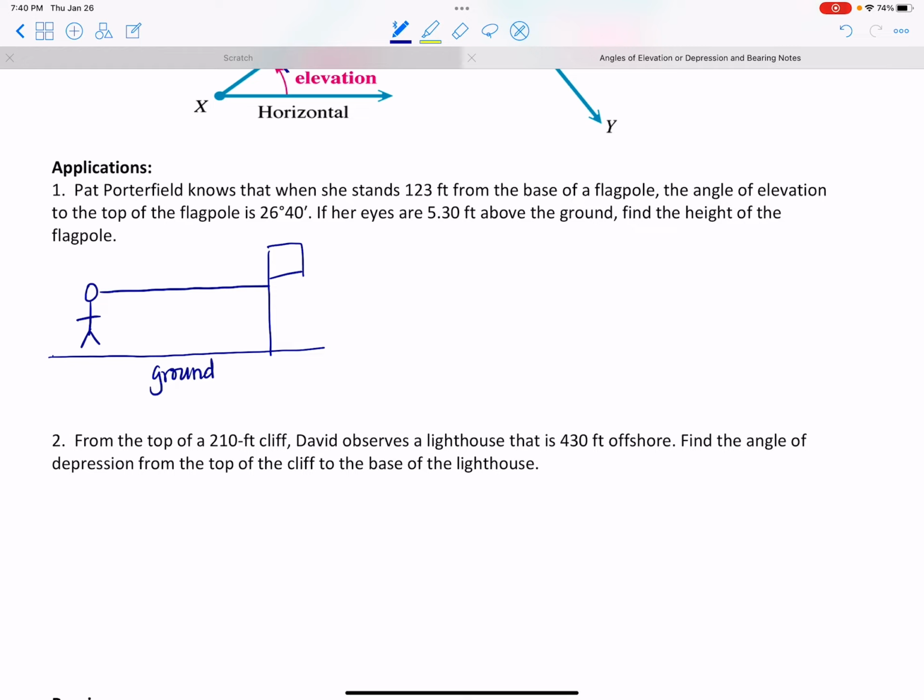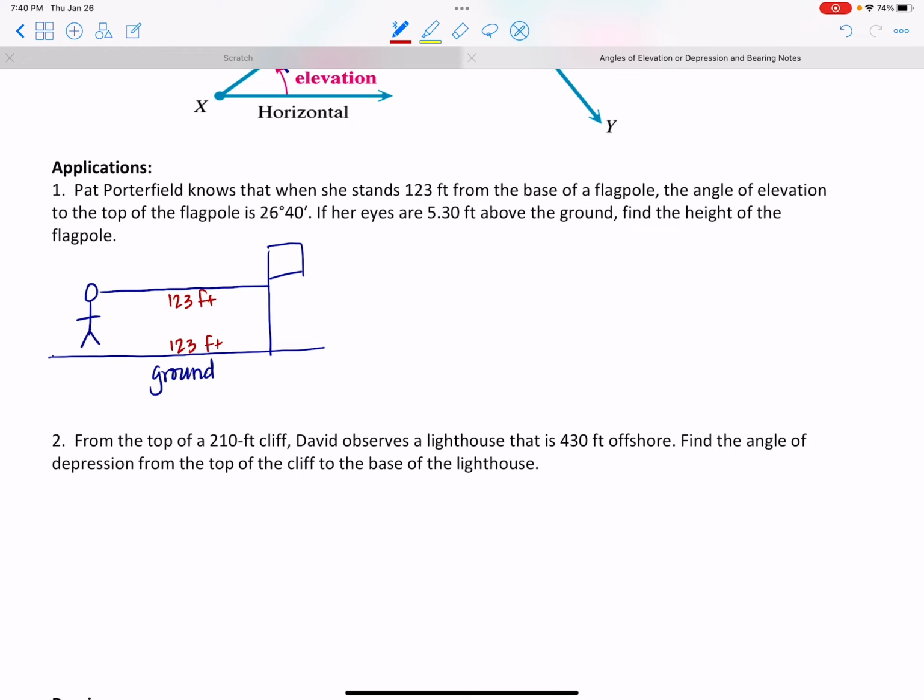Okay, so she looks straight ahead. That creates her horizontal line of sight. It says that she's standing 123 feet from the base of the flagpole, so I can either put that 123 feet along the ground here, or that also means that the 123 feet distance from her eyes to the flagpole is going to be the same.